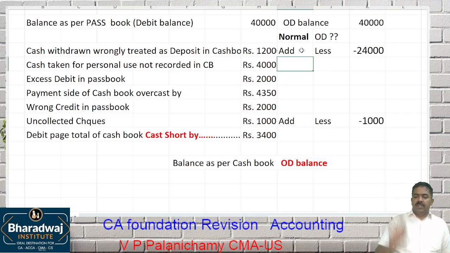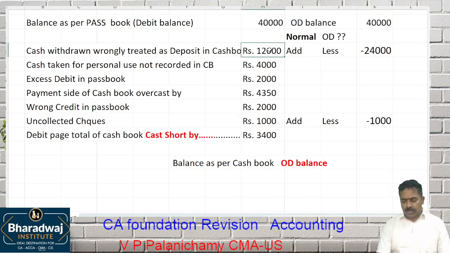You understand? We reduced, but the customer has added. So let us add 12,000 to bring it to 0. Then let us add 12,000 once more to get the customer's balance. So since OD is the starting point, do the opposite.